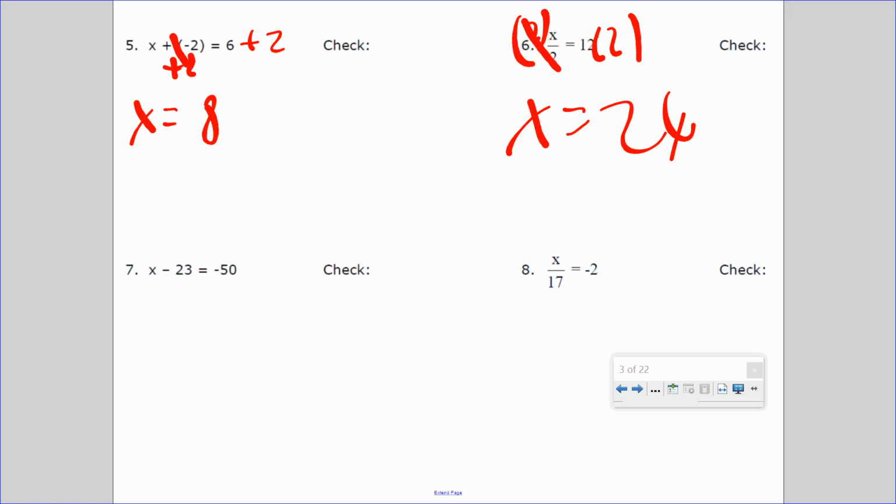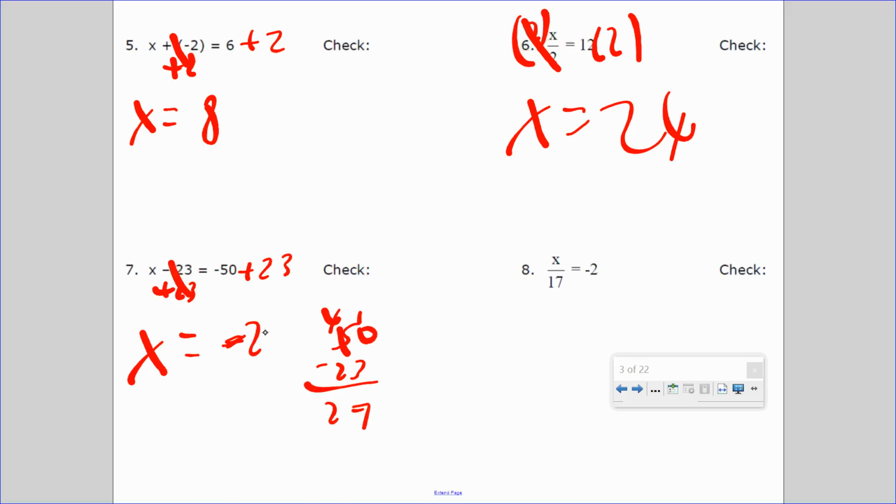And number 7, I need to isolate x. What is the inverse of minus 23? Plus 23. Balance it on the other side. This cancels. Oh, goodness. You have 50 negatives and 23 positives. Do I really want to draw this? No way. I know I have more negatives by how many? So let's subtract this and find out. I have negative 27. I have 27 more negatives than positives.